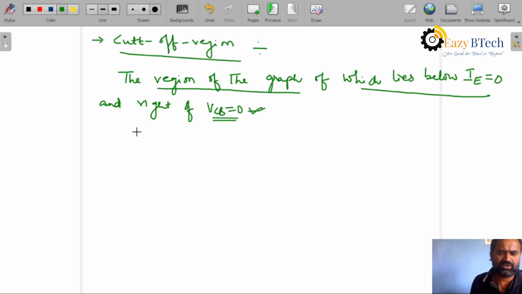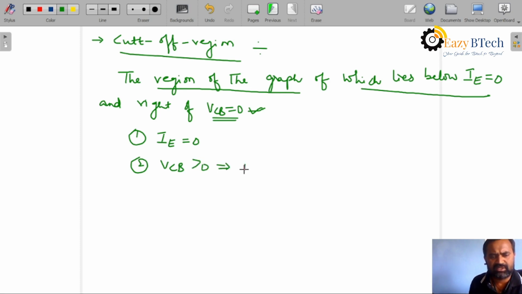It means here you can clearly see the current IE is equal to 0, and VCB is 0. VCB greater than 0, that is IC 0. This region is known as the cutoff region.